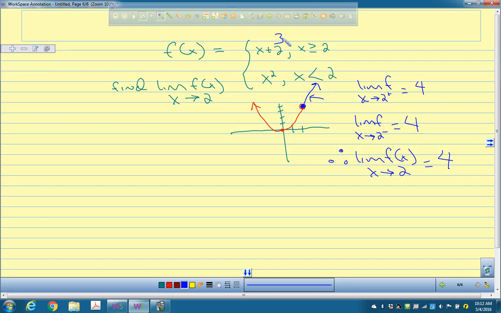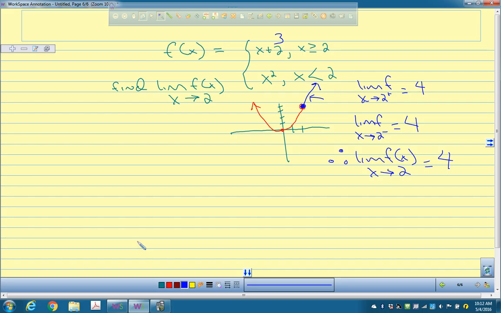So if I change this to a 3, then the limit from the right would be 5, the limit from the left would be 4, and I would not have a limit, right? Get it? So is there a difference between an equation that has a one-sided limit and an equation that doesn't have a limit, or do they both technically not have limits?